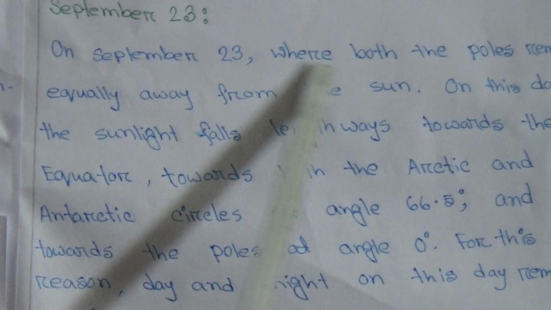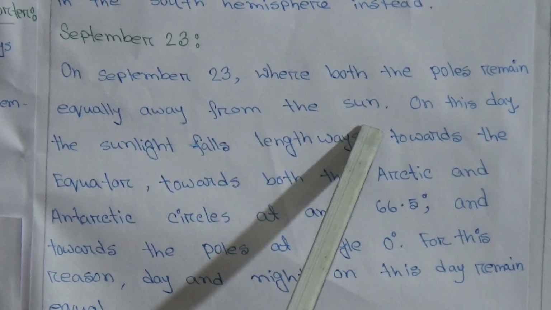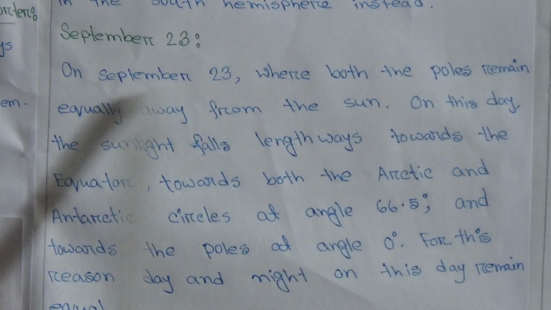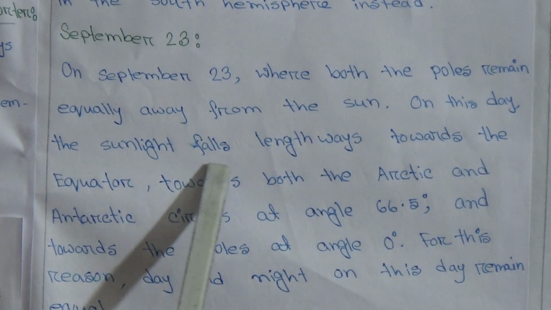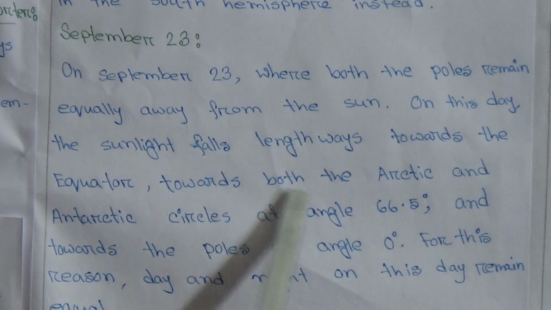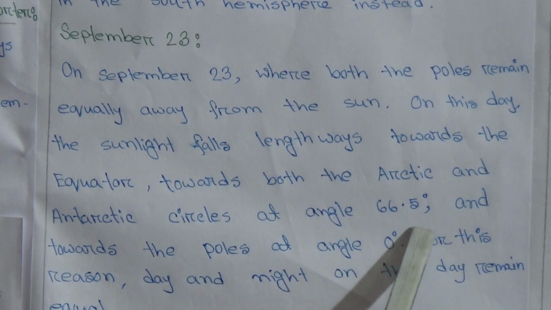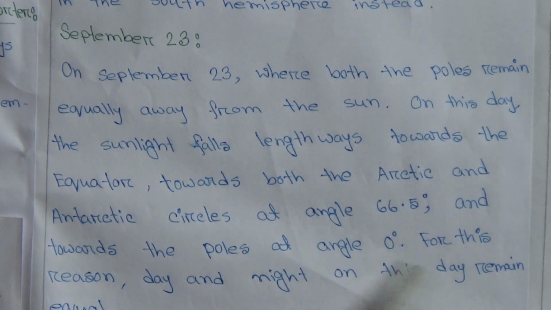Next, September 23. On September 23, both the poles remain equally away from the sun. On this day the sunlight falls lengthwise towards the equator, towards both the Arctic and Antarctic circles at an angle of 66.5 degrees, and towards the poles at an angle of 0 degrees. For this reason, the day and night on this day remain equal.